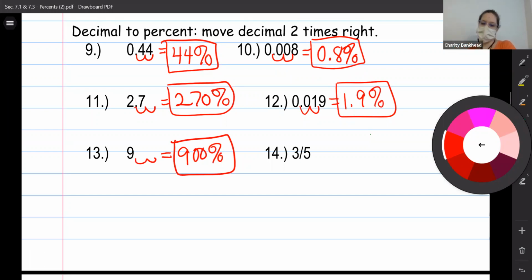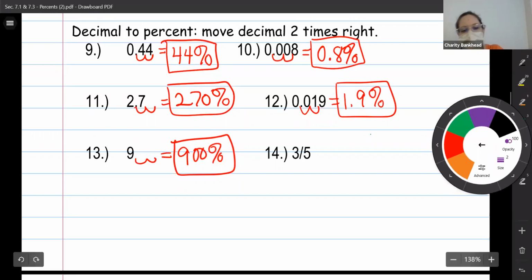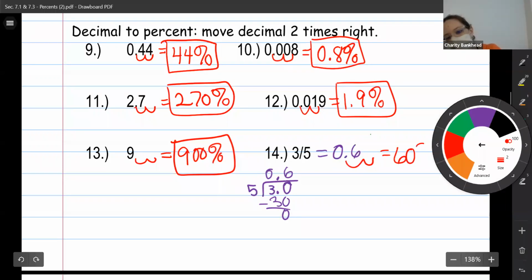And then 3/5. So first we would have to change that into a decimal and then to a percent. So you can change a fraction to a decimal just by using long division. So 5 going into 3. So 5 can't go into 3. So put a 0 and a decimal point. 5 goes into 30 exactly 6 times. So 3/5 is equal to 0.6, and then move the decimal point 2 times to the right, and that gives you 60%.